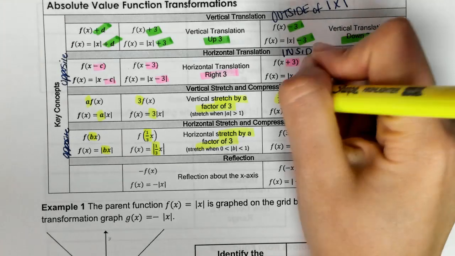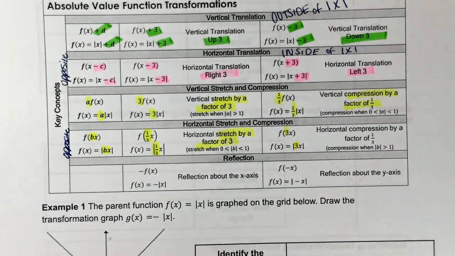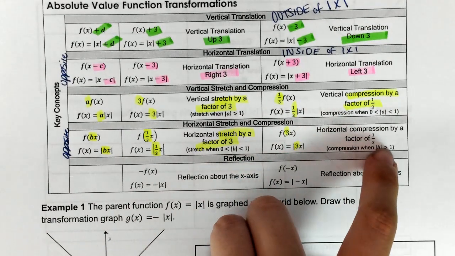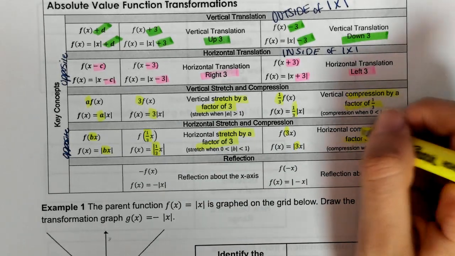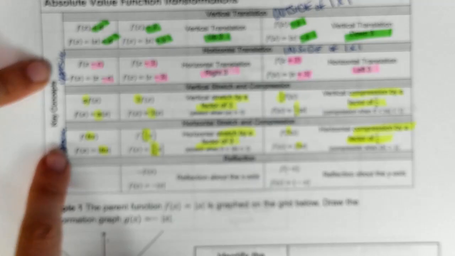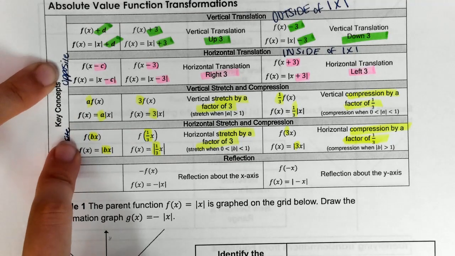Same idea, inside my parentheses, I'm inside an alternate universe. So 3 usually would make you think it's getting bigger. We're actually getting compression by a factor of 1/3. So the reciprocal of a 3. So be careful with these horizontal transformations, either translations or stretches and compressions.